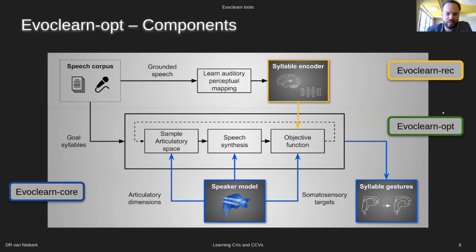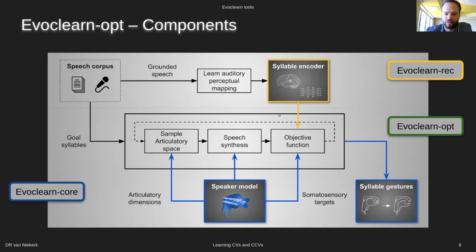In our software, we implement this in a specific package called Evoclearn opt. And then we have two other software packages that implement the rest of the environment necessary for the full simulation, which is the example on this slide. On the top, we have the auditory part of the objective function. One way that we've done this is we've built an auditory perceptual mapping. This maps a sound to a perceptual space that represents a syllable and the phonological aspects of a syllable, which can serve as a target for our optimization process.